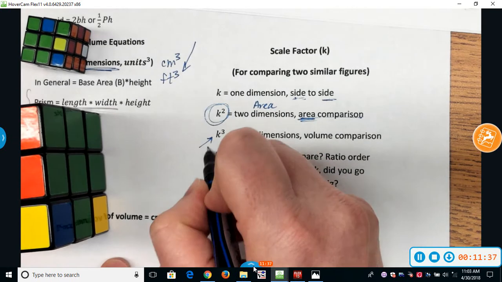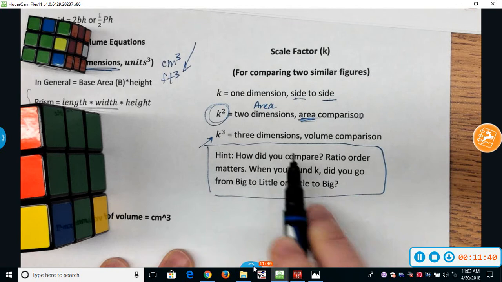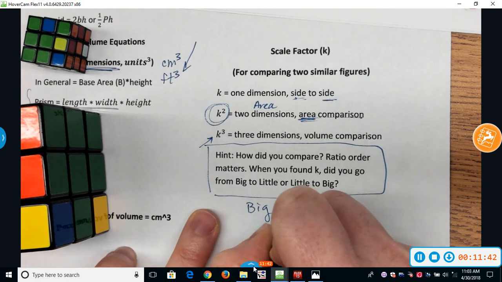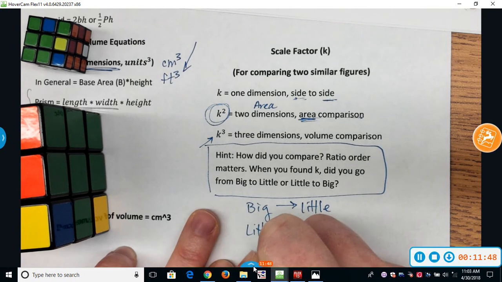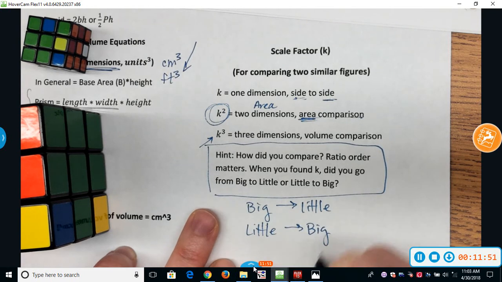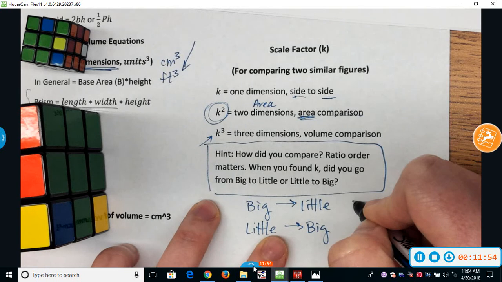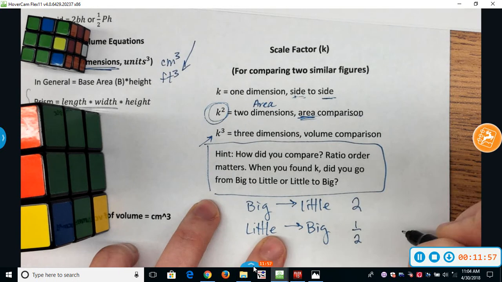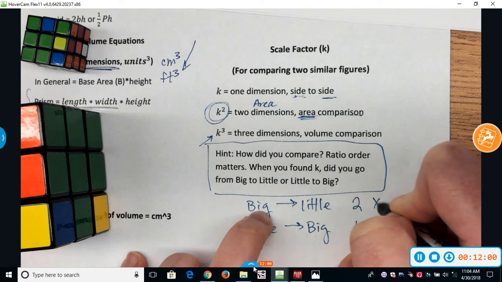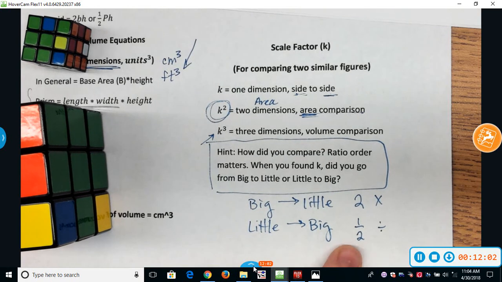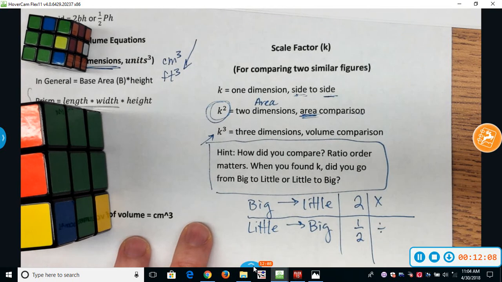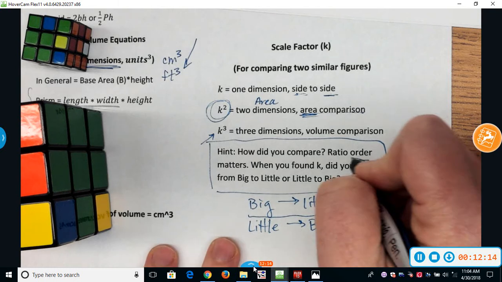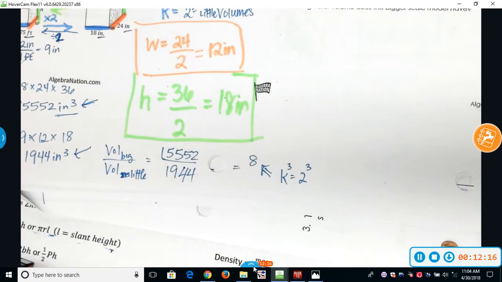So look at my hint. How did you compare? Did you compare big to little, or little to big? Okay, the order matters, because it could be either 2 or like 1/2, right? This is the same as dividing. This was like multiplying, okay? So it's opposite functions. So this is key to success on this. Order matters.